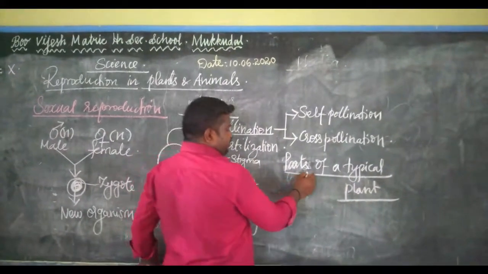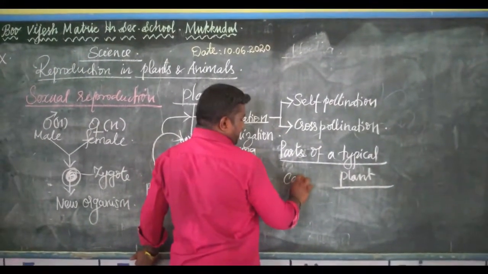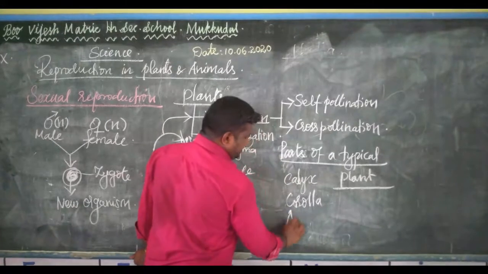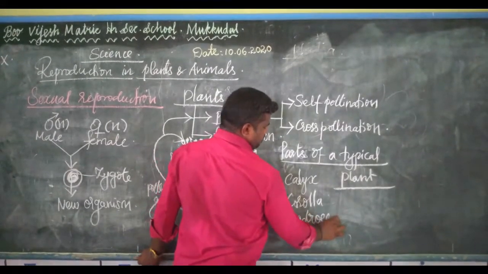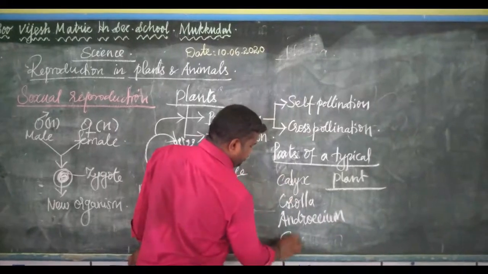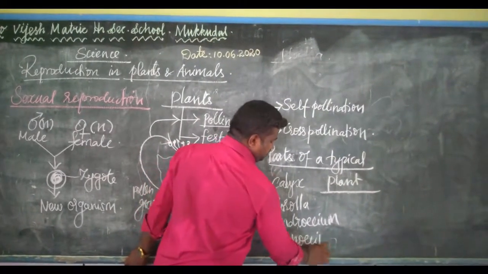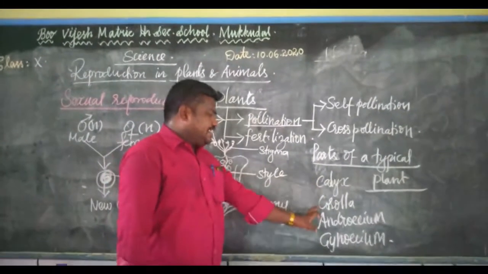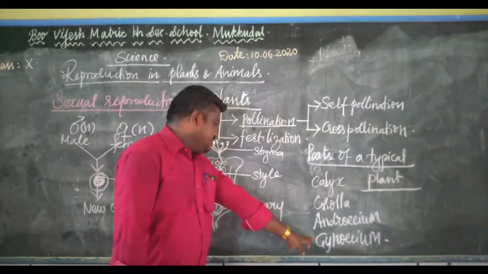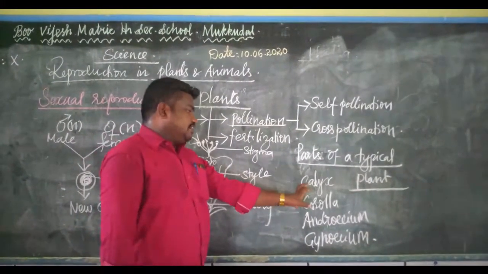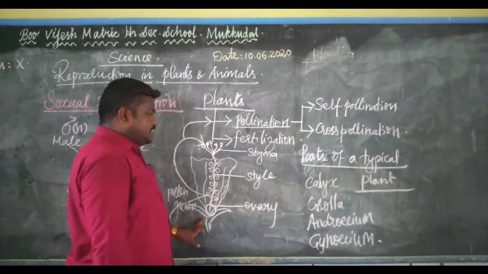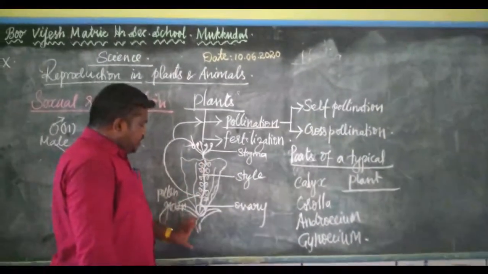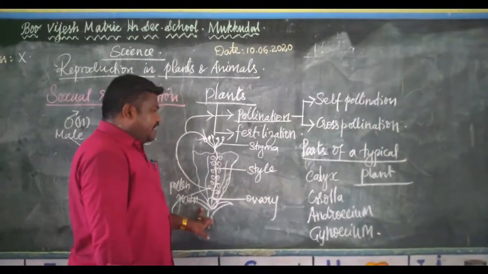So what are the parts involved in the flower? First one is the calyx, corolla, androecium, and gynoecium. Okay, what are the parts of a flower? One is calyx, corolla, androecium, and gynoecium. So first we will see the calyx. Calyx is green in color and is present at the base of the flower.